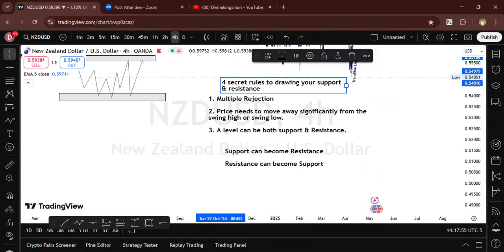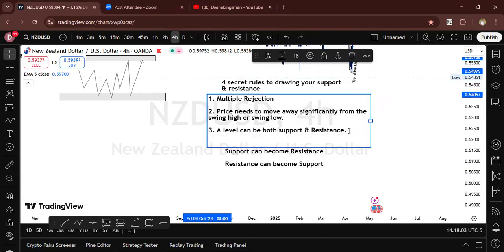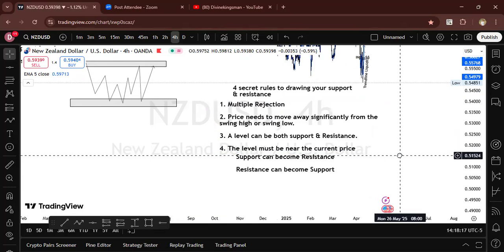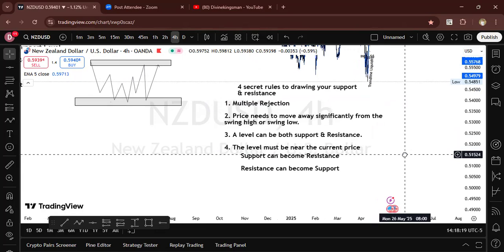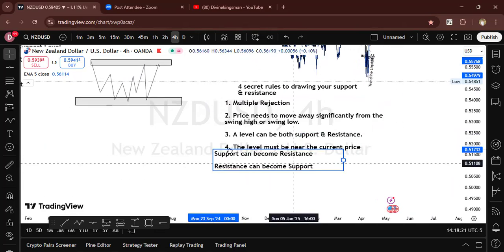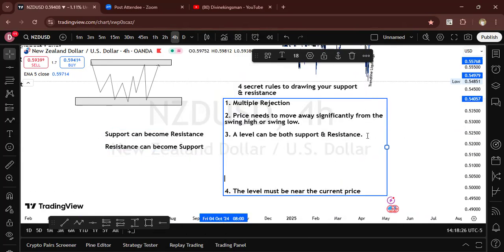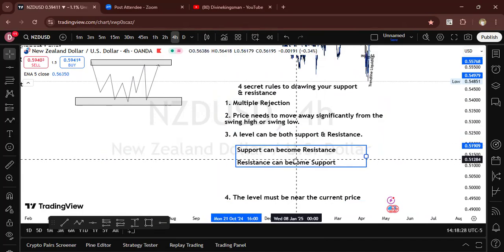Now, the fourth secret tool is that the level must be near to the current price, right? I'm still going to show how all this is going to be on the chart, but I just want you to have the idea now, right? I want to put this right down here because this is for this.